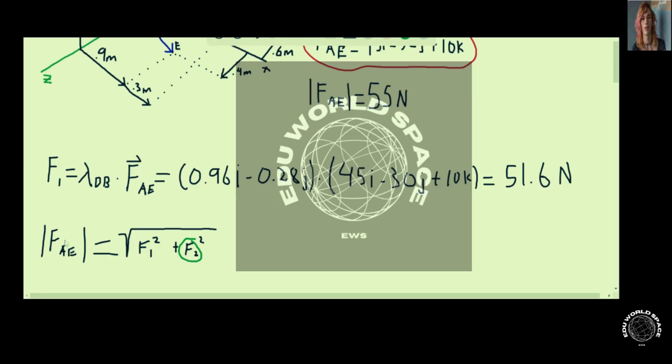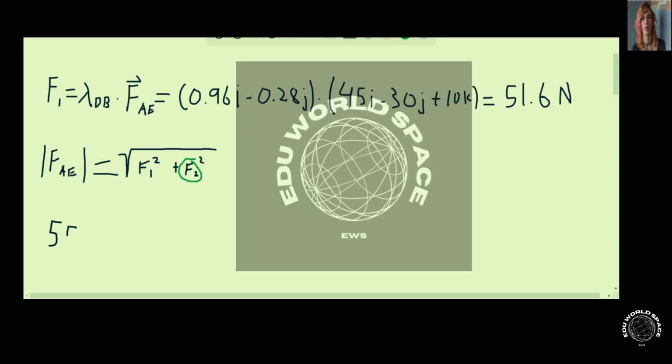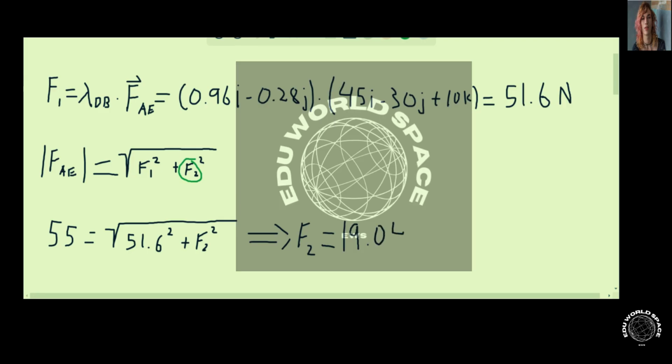We know the magnitude and we know F1, so we can plug in those values. So this now becomes 55 is equal to the square root of 51.6 squared plus F2 squared. And solving this for F2, we get a value of 19.04 newtons.